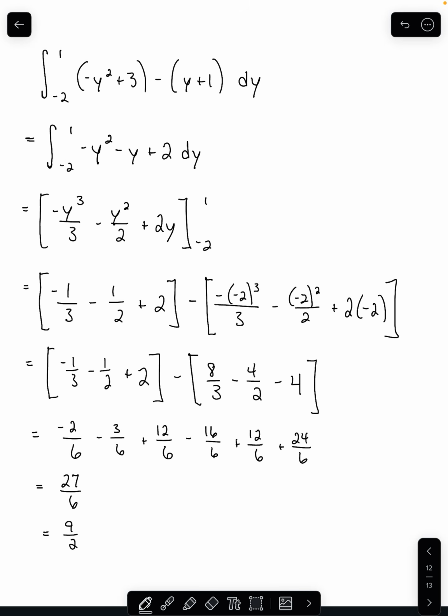Now, could we have done this with the two separate integrals with respect to x? Yes, we could have. However, it was relatively little work to convert each of those functions of x into functions of y, and the resulting integral was considerably easier.